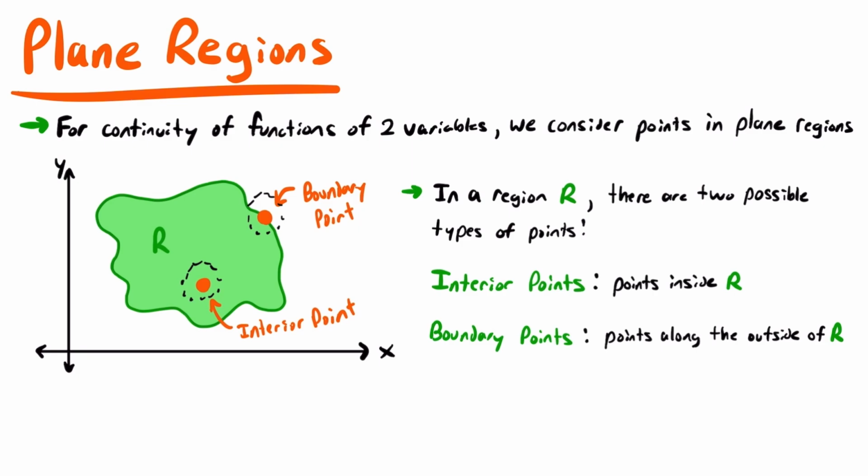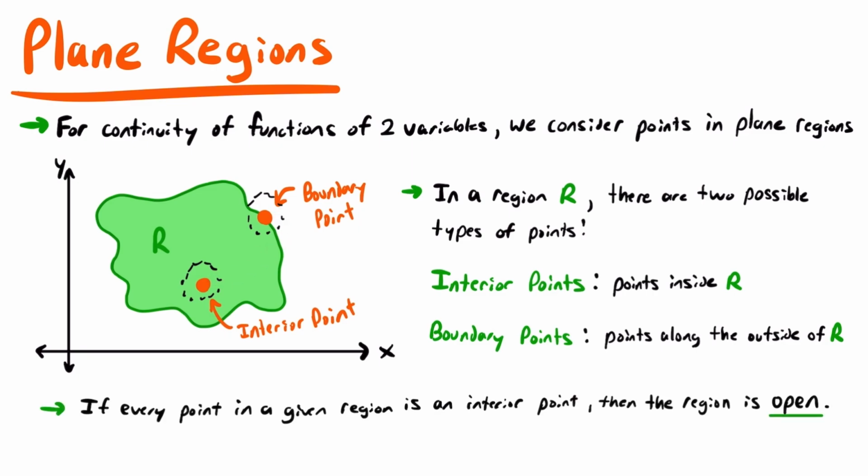And by considering these two different types of points for plane regions, we can classify the type of region we're working with. What I mean by that is that if every point in a region is an interior point, meaning there are no boundary points, then we would call that region an open region. Just like for intervals, if there are no endpoints, then you have an open interval. For example, the interval from -infinity to infinity. There are no endpoints for that interval. That's an open interval. We're working with the same concept here.